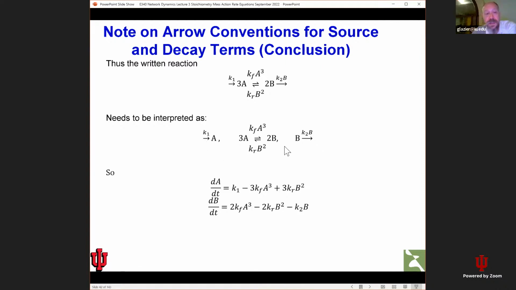K1, minus B, K2B here. And then the stoichiometric forms -3 KFA cubed forward plus 3 KRB squared, 2 KFA cubed. Notice that we have not a balanced equation here, but we destroy 3 A's and we create 2 B's. So there's a 3 in the first one and 2 in the second one for the same species. We create 3 B's, we destroy 2 B's here. So their balance is not symmetric.